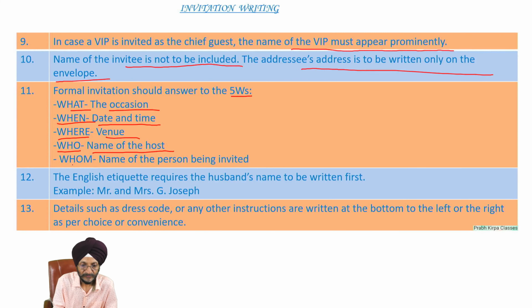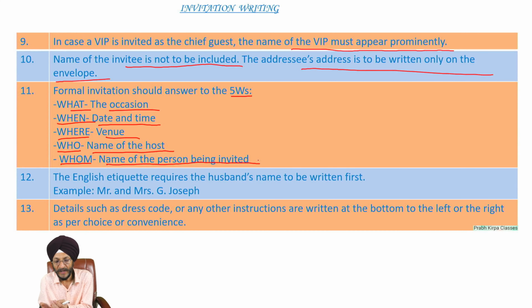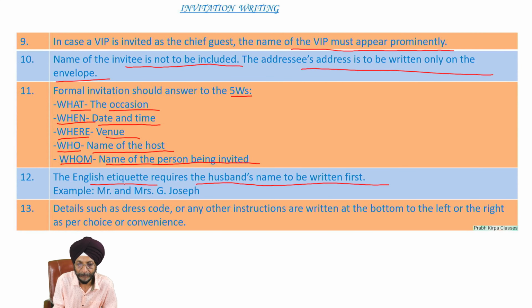Whom? Name of the person being invited. As already told, in the case of annual day function or sports day, the name of the person who has been invited as chief guest or the names of the VIPs who have been invited are also mentioned on the card. Next, English etiquette requires the husband's name to be written first.